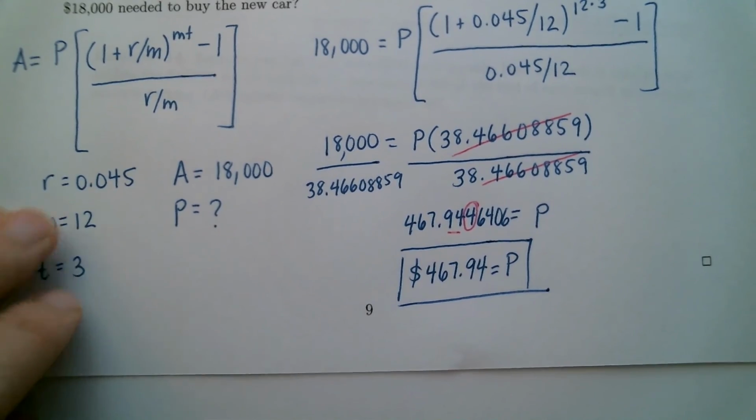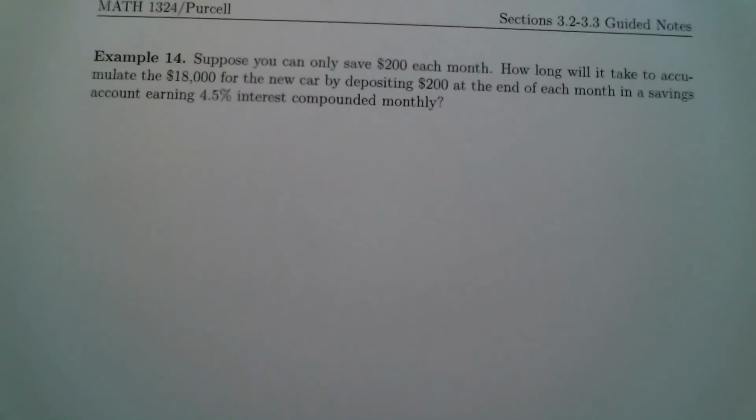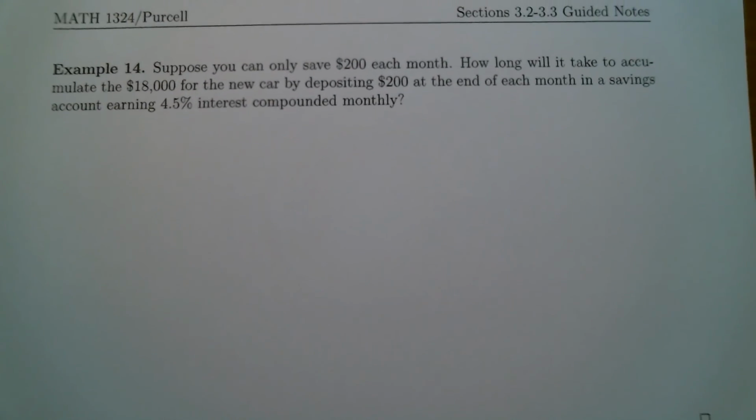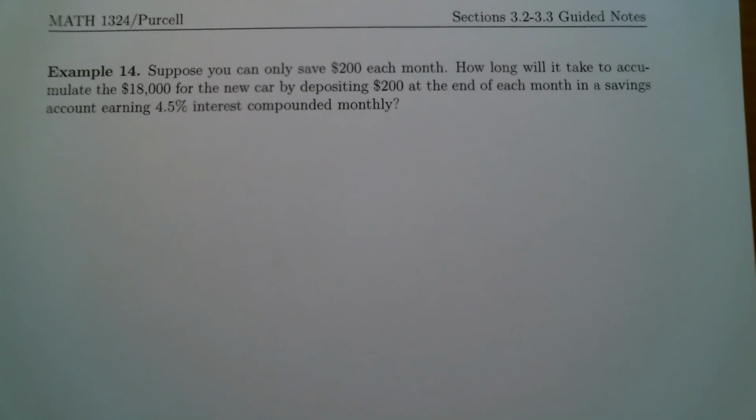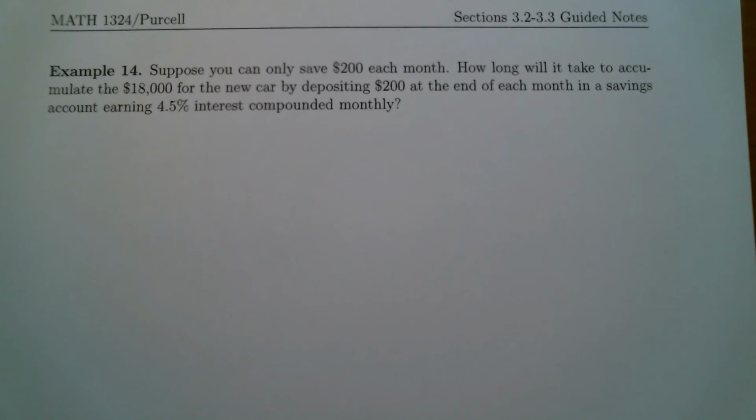Okay, so now let's read example 14 because it's very similar. Suppose you could only save $200 each month instead of the $467.94 that we calculated in example 13. How long will it take to accumulate the $18,000 for the new car by depositing $200 at the end of each month in a savings account earning 4.5% interest compounded monthly?